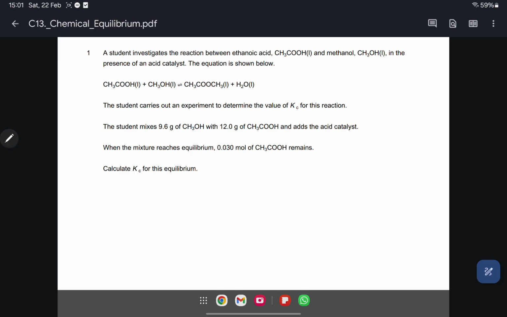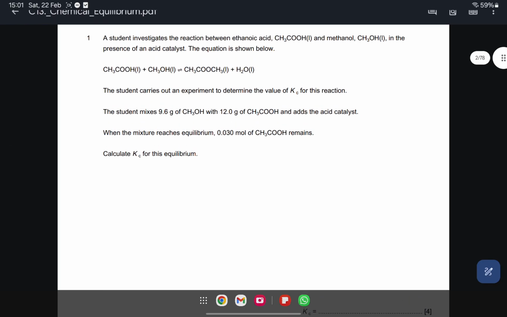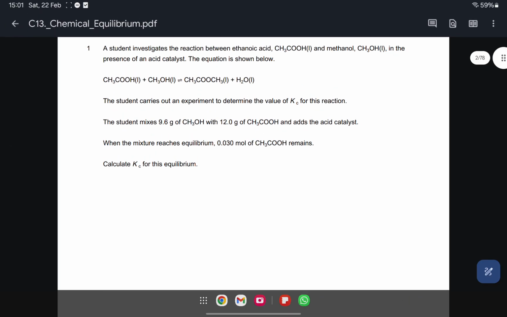Without talking too much, let's start with this 4-mark question. Play when you've tried it.